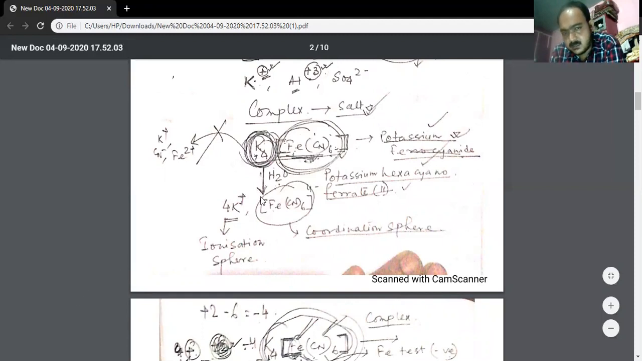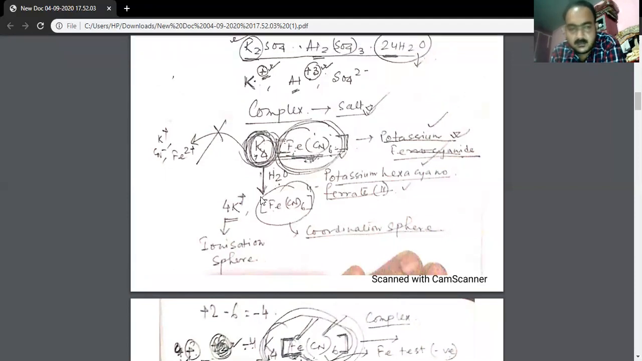Complexes are the substances which can retain their identity in the aqueous solution as well as in the solid state. Now you can see here, this is K4[Fe(CN)6], potassium ferrocyanide. Whenever we dissolve it in H2O, this will give 4K+ and [Fe(CN)6]4-. Now you can see that this part of the complex salt has retained its integrity or identity in the solid state as well as in the solution.